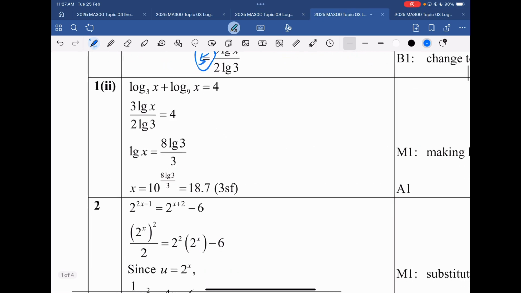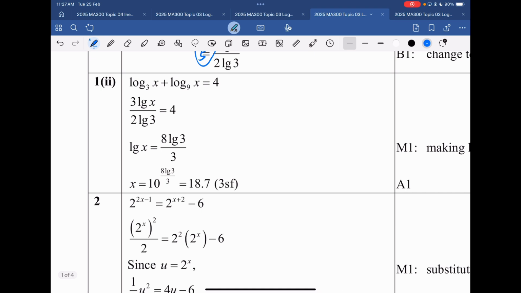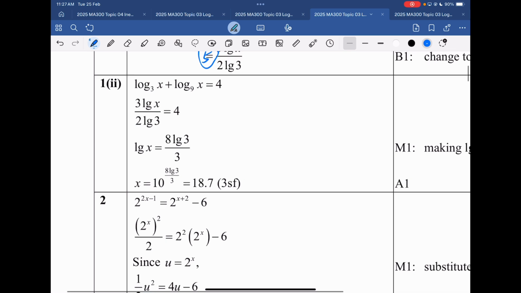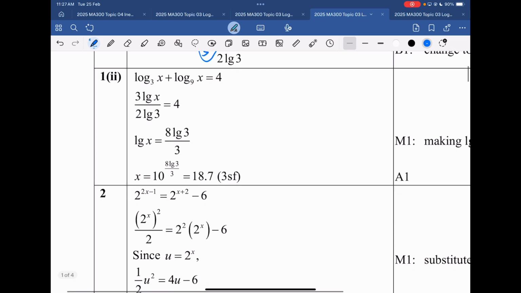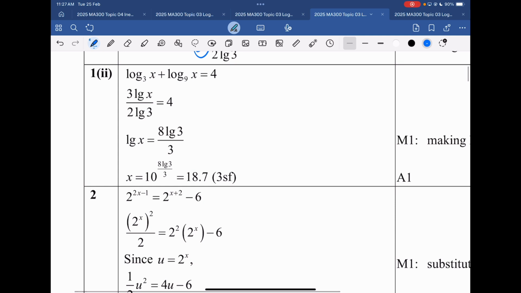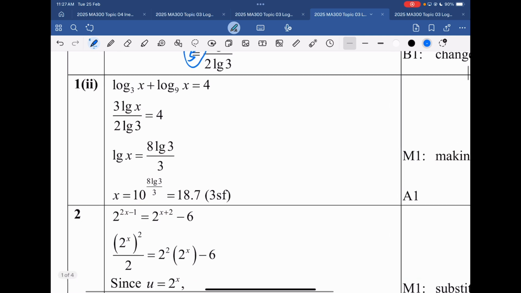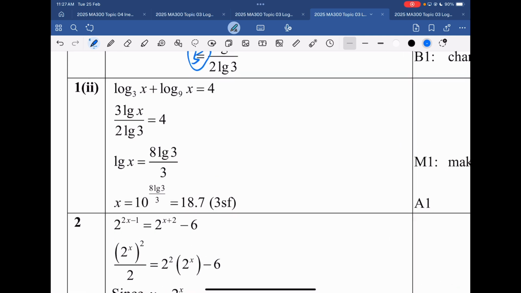Part 2, 18.7 should be okay, right? But power 4, that 10 power 4 is 10,000. It's not 18.7, I think it's wrong. If you got 10 power 4, maybe there's a mistake. Check your working again. This one is not the same as this. How did you get the 4? How do you log 3 become log 2?